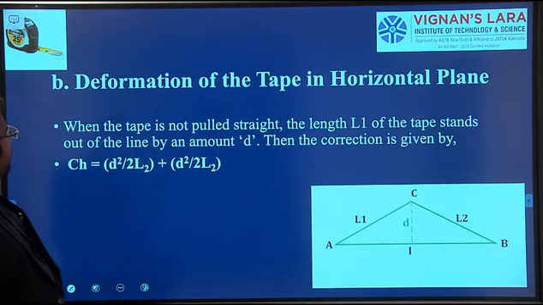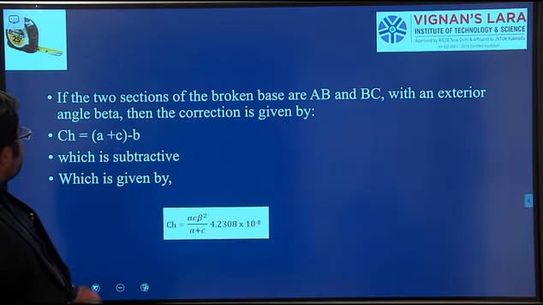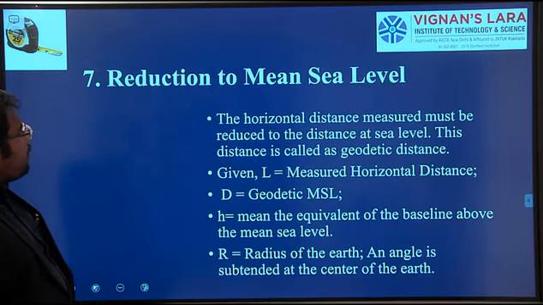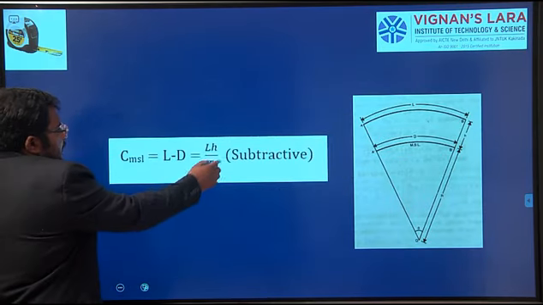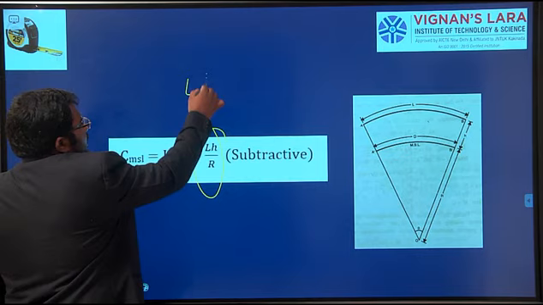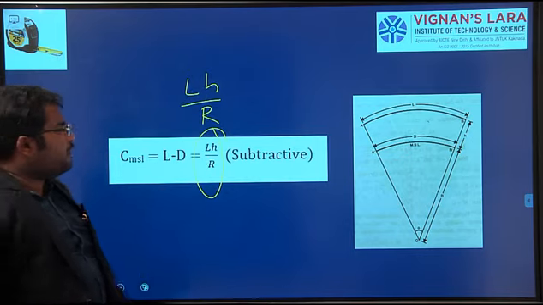Next we have correction for horizontal alignment, that is CH equals D square by 2L. The last one is reduction to mean sea level, which is given by LH by R. Now we will see the numerical problem on this.